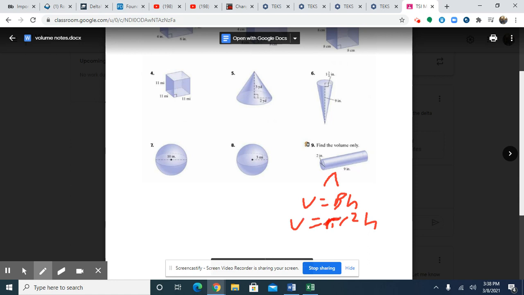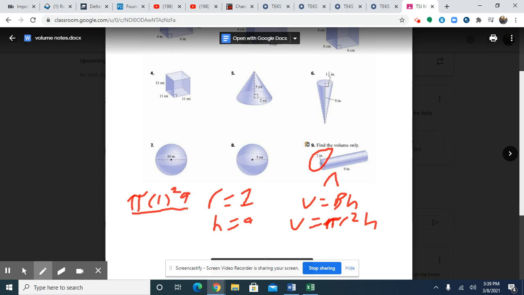So based off of that, the radius here is half of the diameter. So our diameter is 2, so half of the diameter means that our radius is 1. And our height is 9. So plugging that into the formula, we have pi and then r squared, which is 1, times the height of 9.